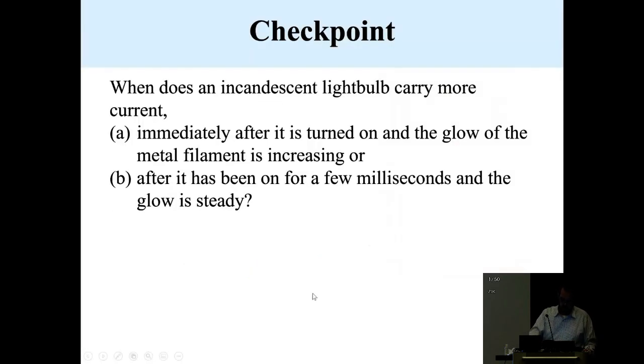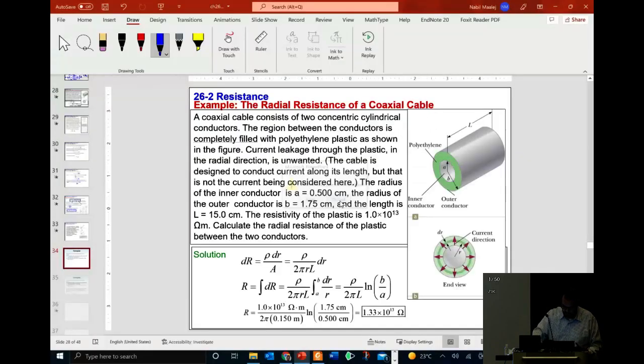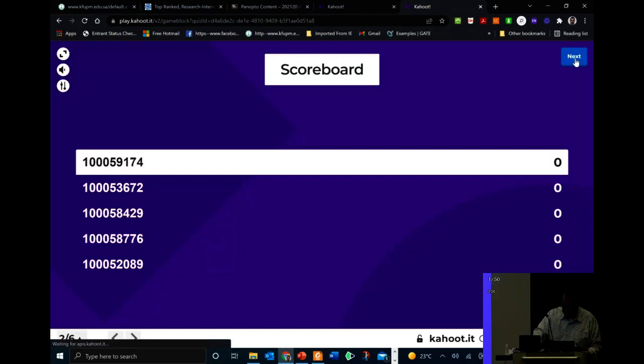This is an aside. Okay, next checkpoint. Let's go back to Kahoot. Come back to the Kahoot and let's go to the next one. All right, next. Okay, 59174 is leading, or she is leading.